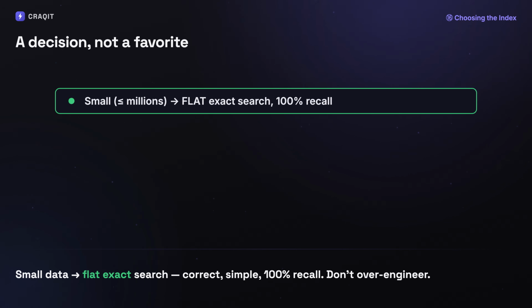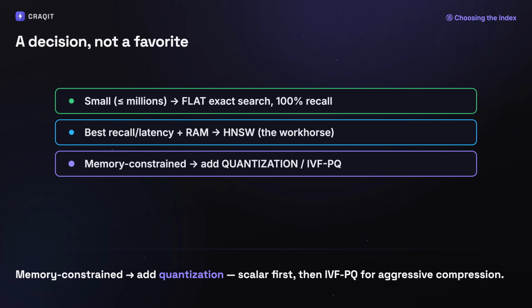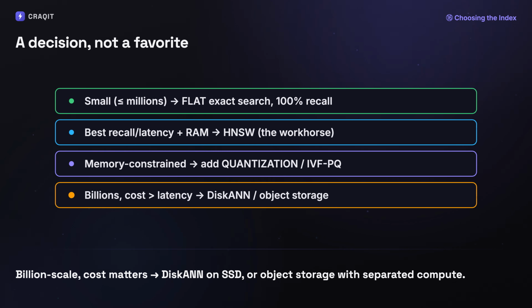Need the best recall to latency ratio, and you have the RAM to spend? HNSW, the workhorse default of most vector databases. Memory constrained but still want it in RAM? Add quantization, scalar first, then IVFPQ when you need aggressive compression. Billion scale and cost matters more than raw latency? DiskANN on SSD, or push to object storage with separated compute for cold, bursty data. And for most products under a few million vectors, the honest answer is still pgvector inside the Postgres you already run.